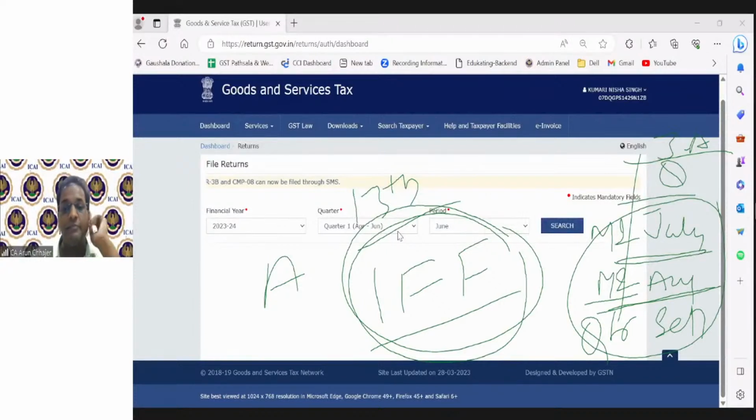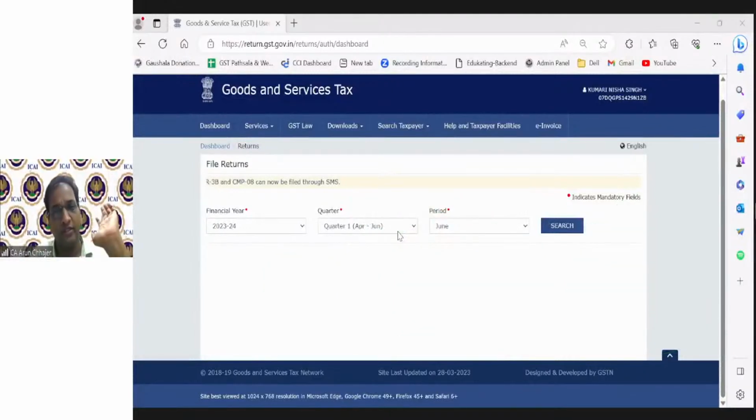Can the recipient file a manual purchase? No. Manually it is not possible, the system itself has closed it. He cannot put it manually. Now, because of the changes in the condition of input tax credit, he cannot take the ITC if it is not appearing in GSTR2B. Clear?